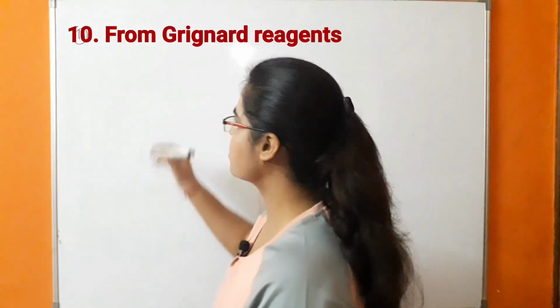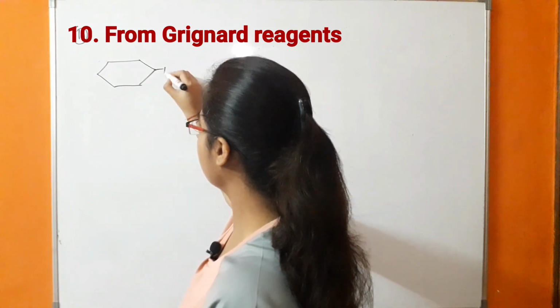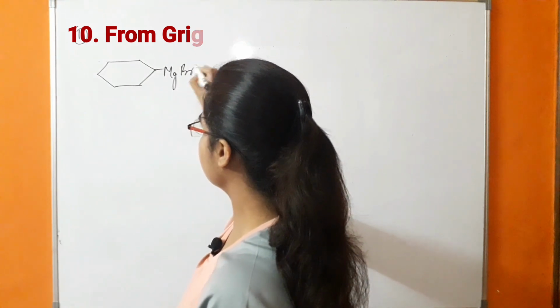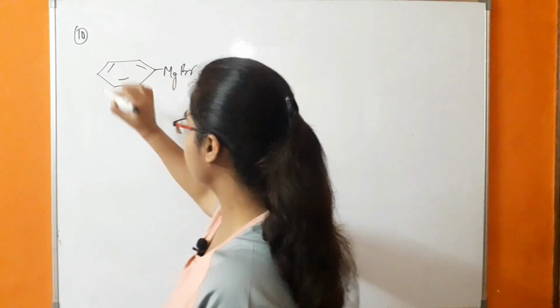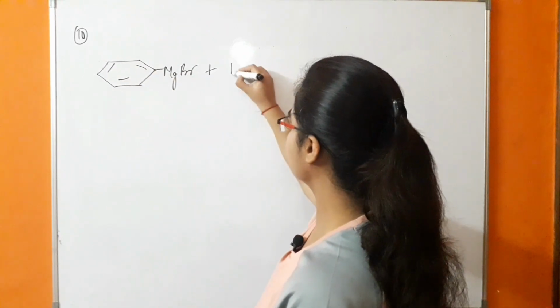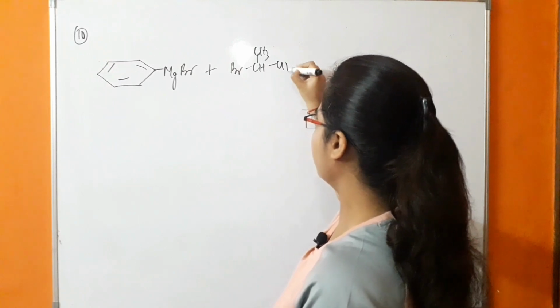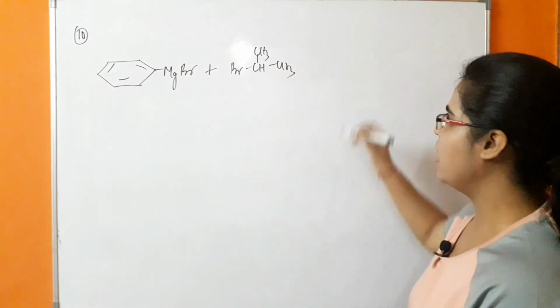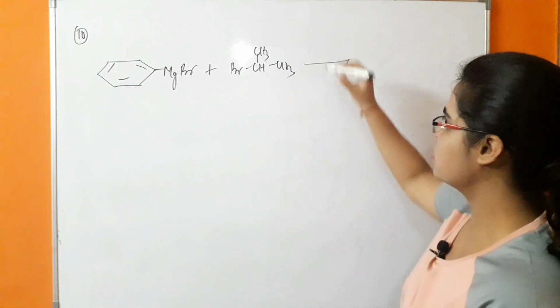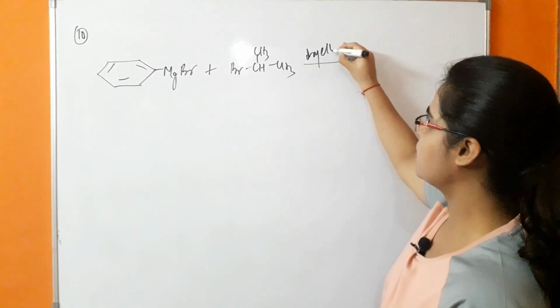The last method is preparation from a Grignard reagent. So what is happening in this case? Phenyl magnesium bromide is taken in the presence of isopropyl bromide, and this reaction takes place in the presence of dry ether.